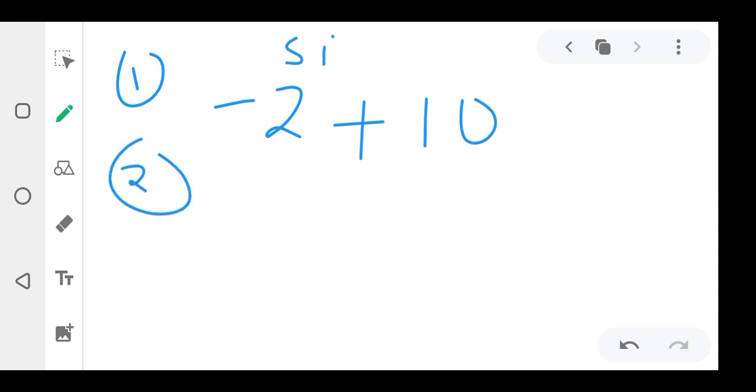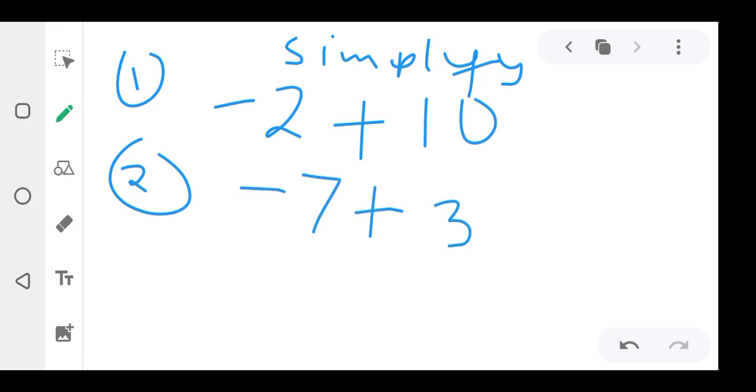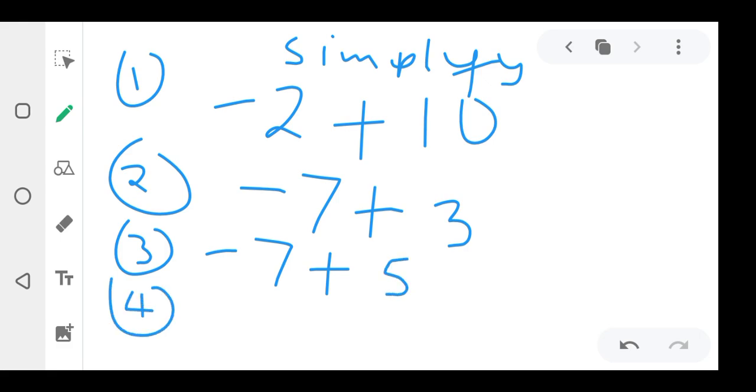Question 1. Negative 2 plus 10. That is question 1. Simplify. All these questions are simplify. Okay? All these questions are simplify. Question 2. Negative 2 plus 7. Question 3. Negative 7 plus 3. Question 4. Negative 7 plus 5. Question 5. Positive 8 minus 9. Okay? That's question 5.